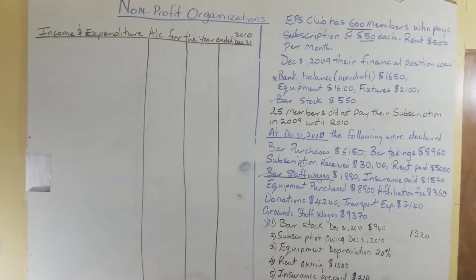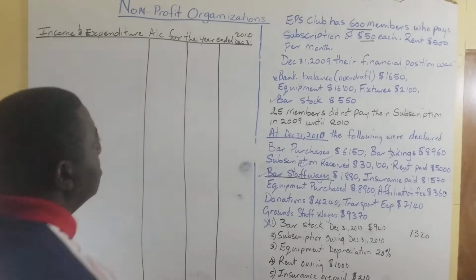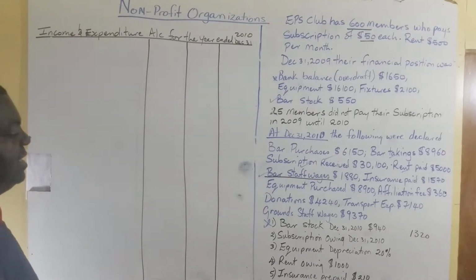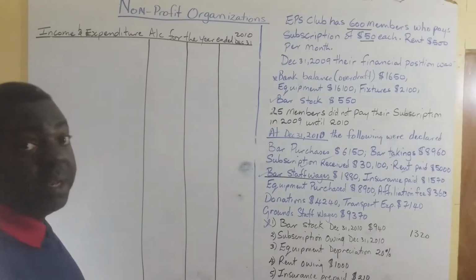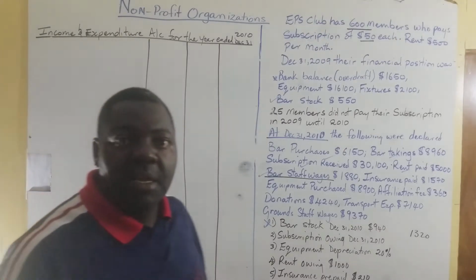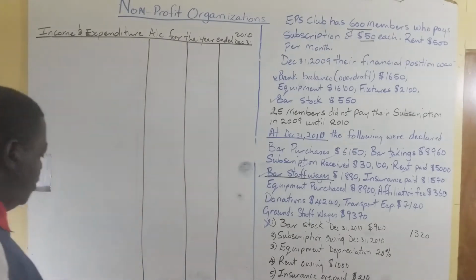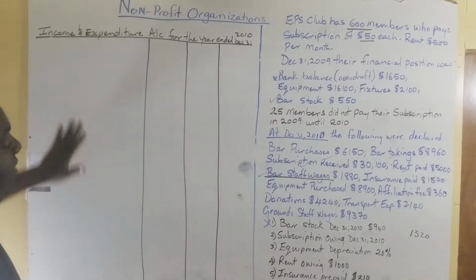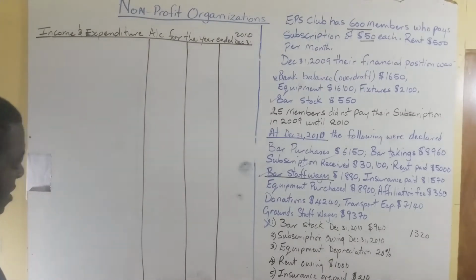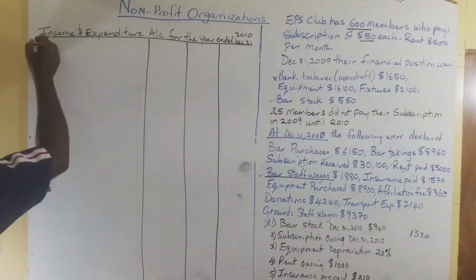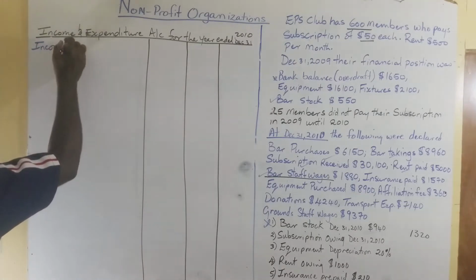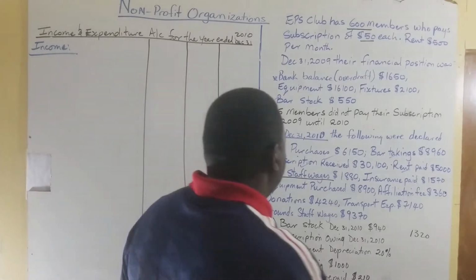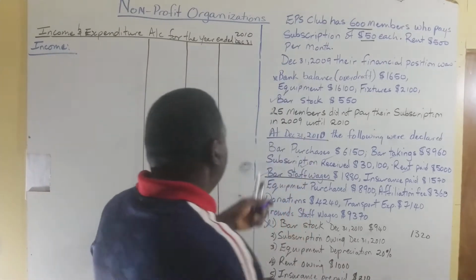All right, so now we're going to be doing the income and expenditure account, and we're going to pull from this again to complete the exercise. We have just completed the bar trading account, and we're now going to do the income and expenditure. With the income and expenditure, we record the income first and then subtract the expenditure. So let's proceed. So we start with the income. And the first matter to treat with is our subscription.